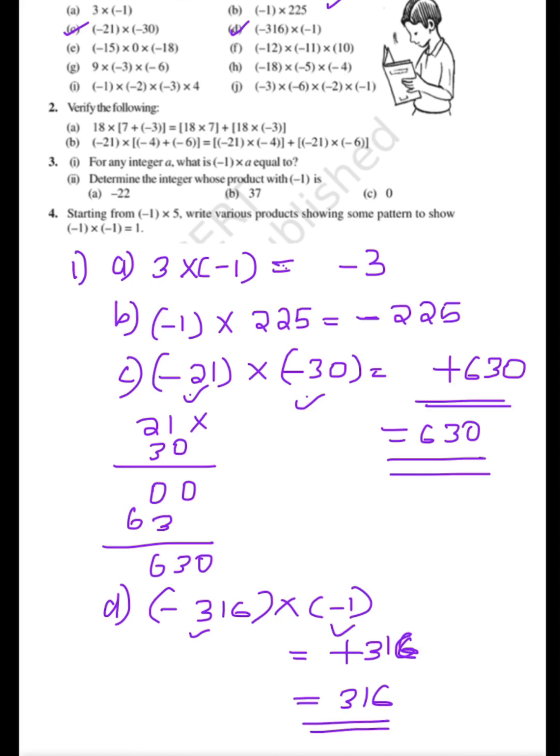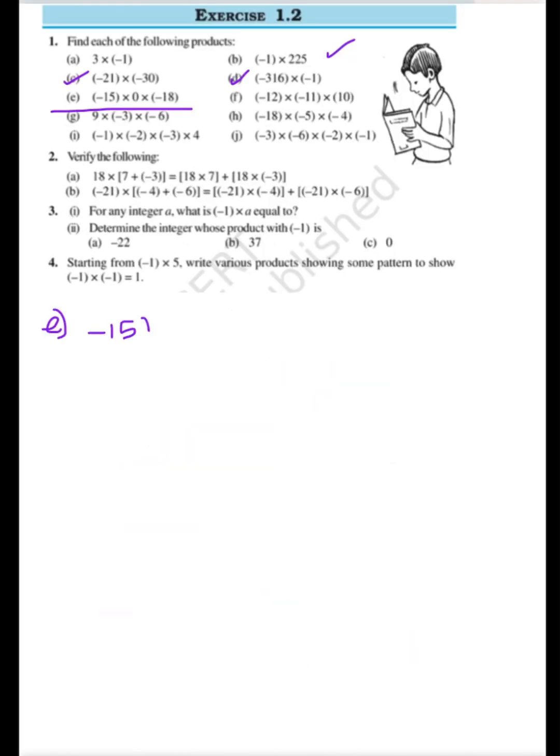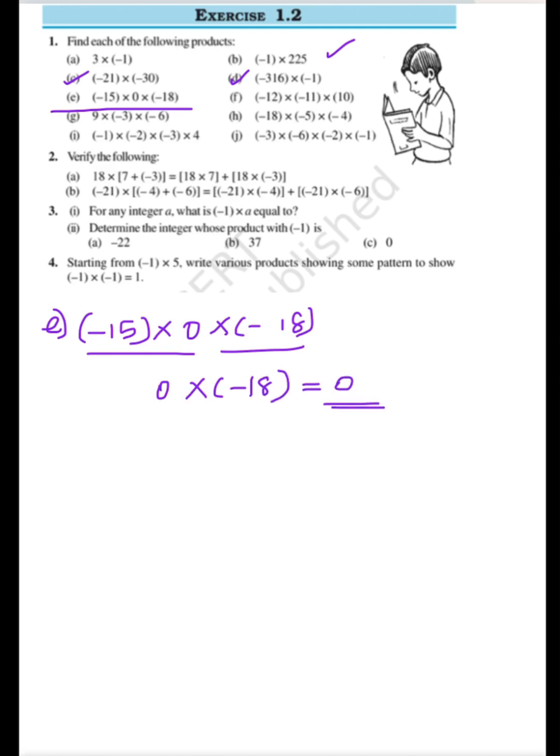Now let's see E. Minus 15 into 0 into minus 18. Here since 0 is coming, you can directly write the answer as 0 itself. But let's do it one by one. You know that minus 15 into 0 is 0. Now 0 into minus 18. What is 0 into minus 18? It's again 0. So our answer will be 0. Or directly you can write the answer as 0 itself.